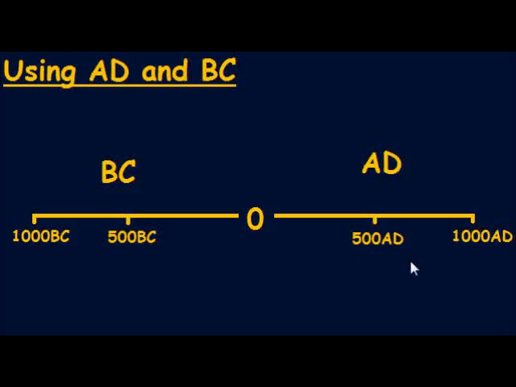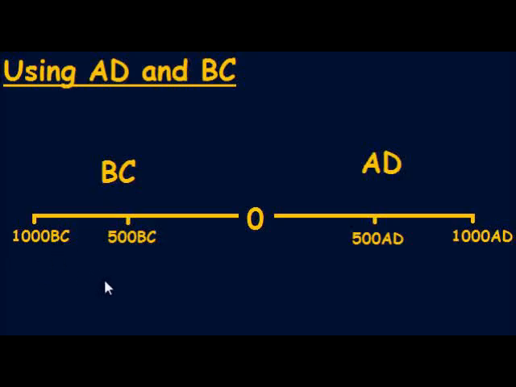So 500 AD, we'd count forward in time and go to 1000 AD, and we'd count up. The years would go up. When we're dealing with years that end in BC, we count the other way. Okay, so 1000 BC is further into the past than 500 BC because we're counting back from 0. BC means before Christ, so we take the year 0 as when Jesus was born, and in our calendar we count backwards from that date. So the bigger the number, the further into the past it'll be.